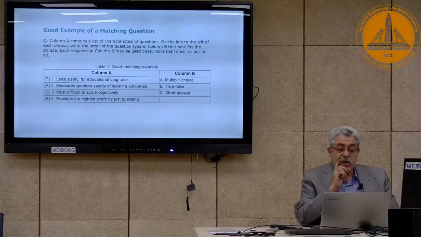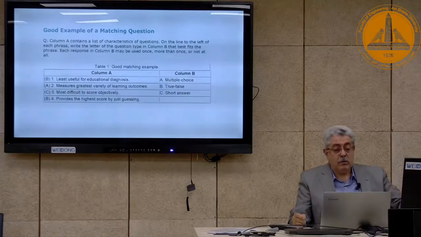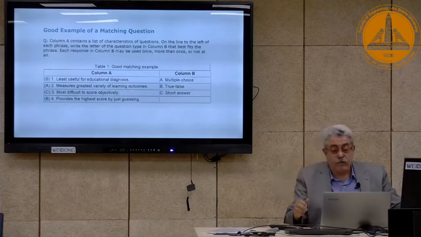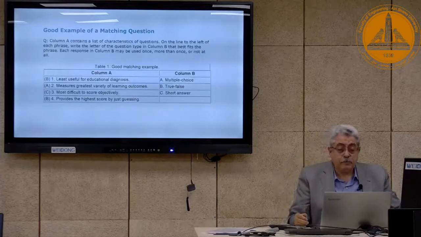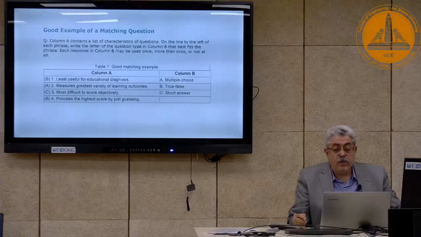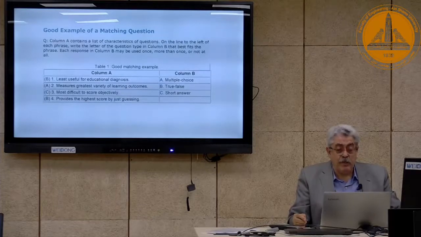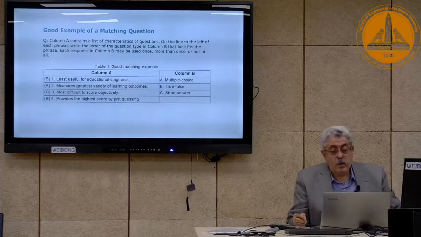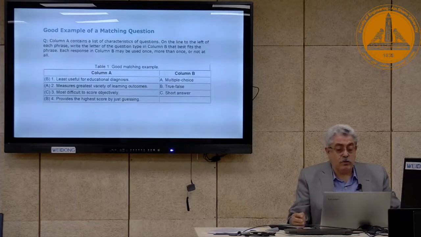This is a good example of a matching question. Column A contains a list of characteristics of questions. On the line to the left of each phrase, write the letter of the question type in column B that best fits the phrase. Each response in column B may be used once, more than once, or not at all.